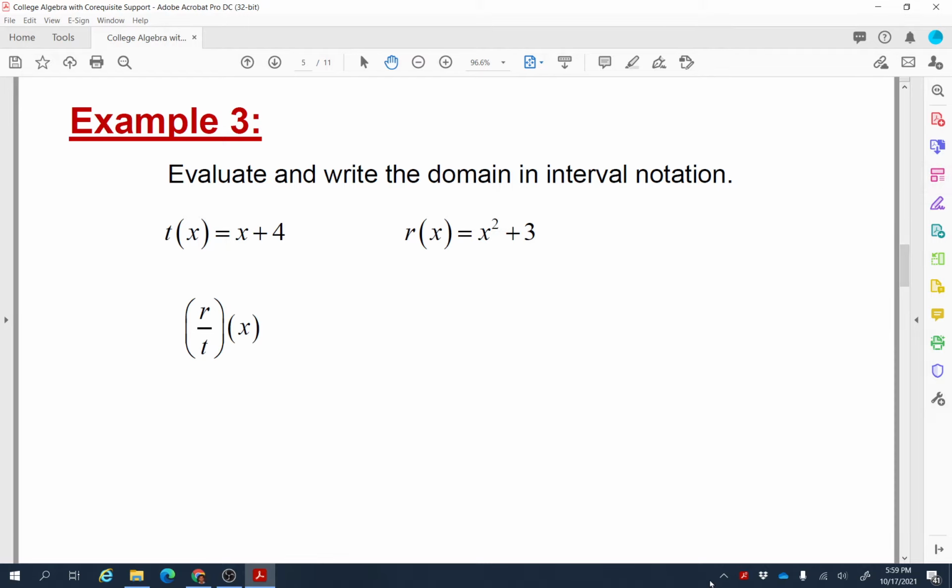Here it's just a division, so put r of x on the top and t of x on the bottom. x squared plus 3 over x plus 4. If you can simplify this, then simplify, but there is nothing we can simplify here.